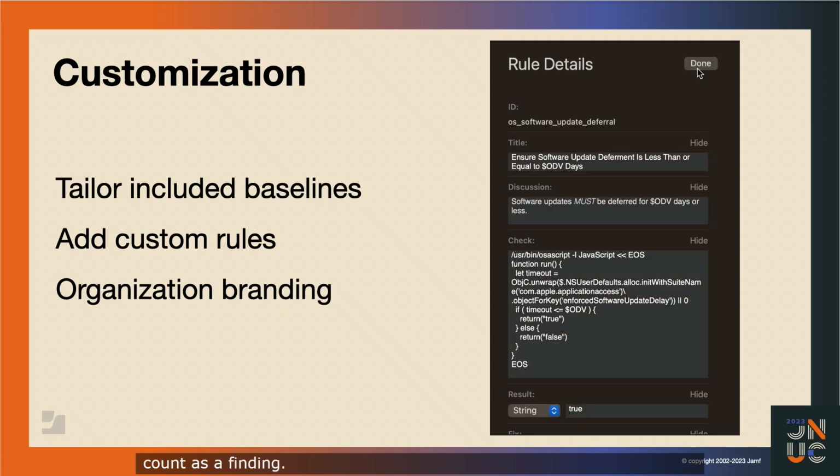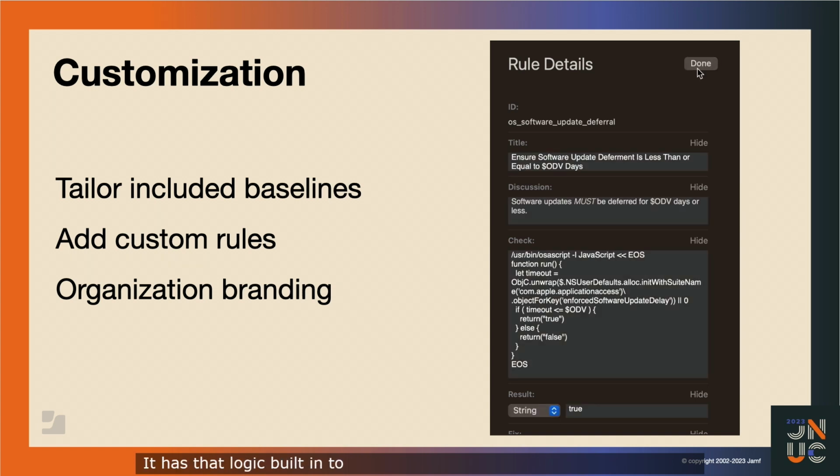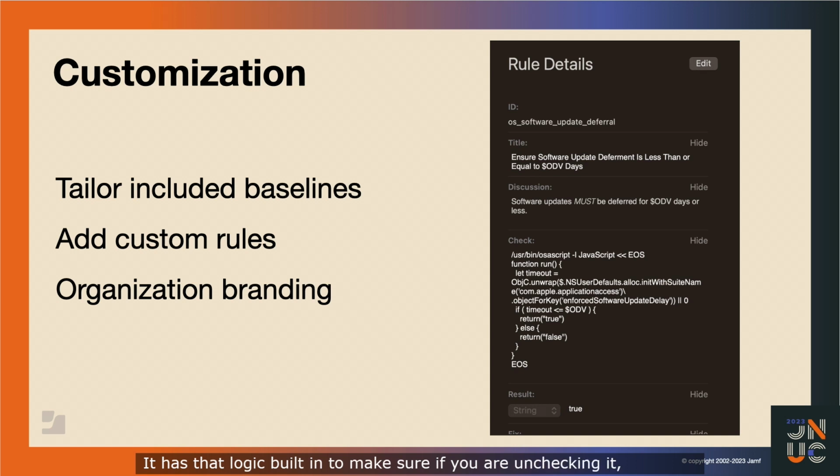So a couple of keynotes regarding this. All of this is documented inside of the user guide, so how to edit the exception JSON so that it adequately understands all of this. But more importantly, when uploading that JSON, very clear understanding, it will only introduce rules that you have checked in Jamf Compliance Editor. It's thankfully got all that logic built in to make sure that if you're unchecking it, there's no reason to add an exception to it. So that's the reason for the uniqueness of how this is built.